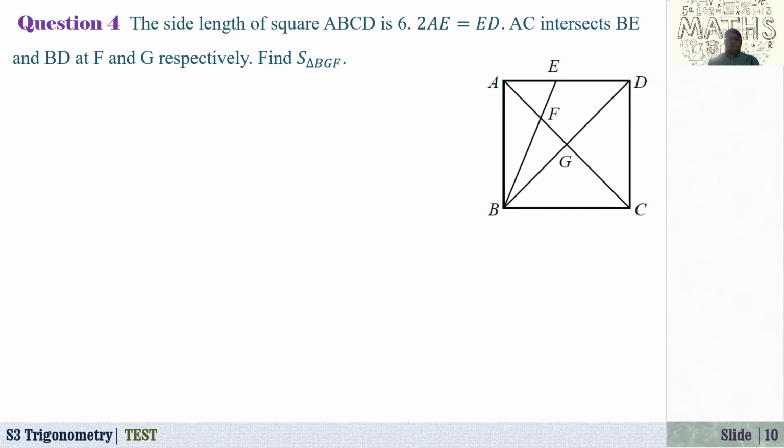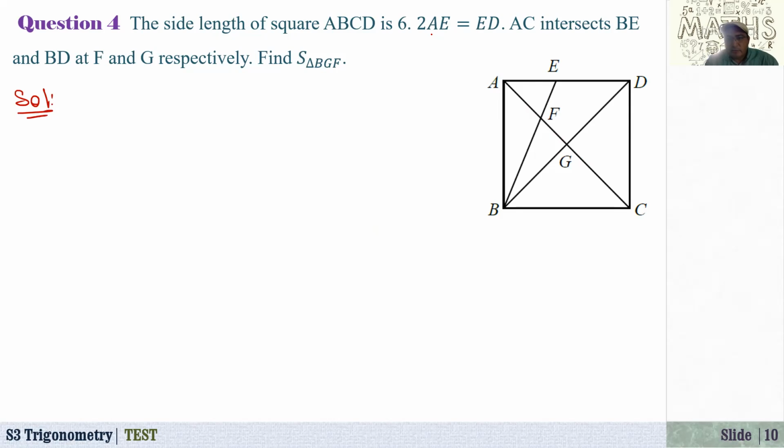Okay, question 4. The side length of square ABCD is 6, and 2 times AE is equal to ED. AC intersects BC and BD at F and G respectively. Find the area of triangle BGF. Okay, so since it is a square, let me just write down the solution.